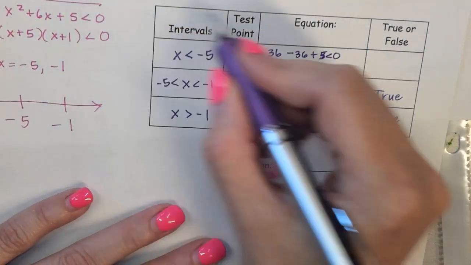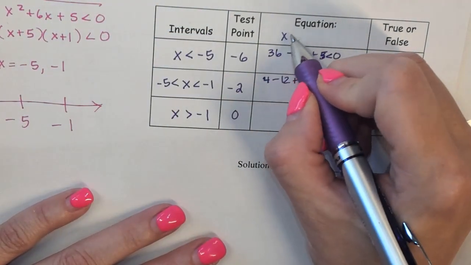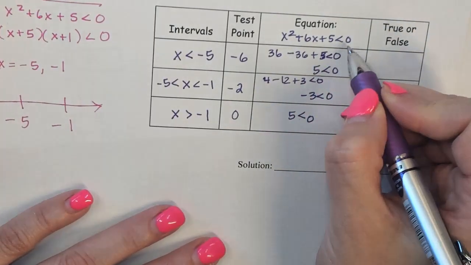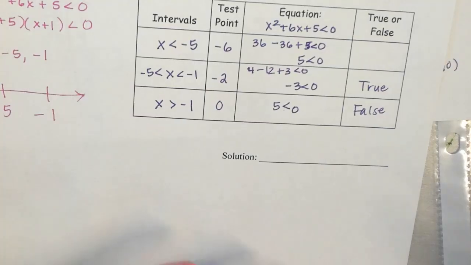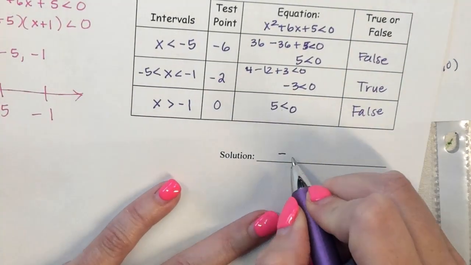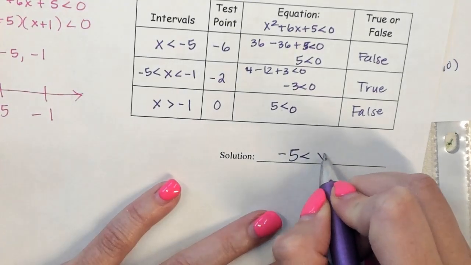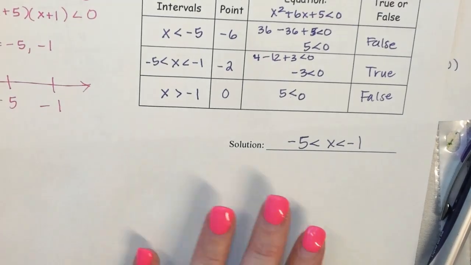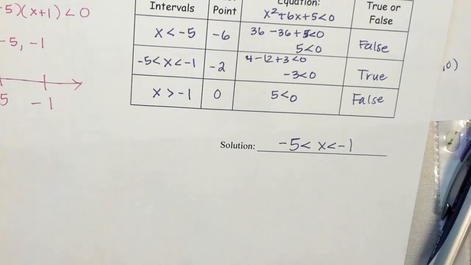And then the equation you choose. I chose to use the one where I moved it over and compared it to 0, but you could use the original. It doesn't matter. You just need to tell me what is what. So your solution is negative 5 is less than x, which is less than negative 1. Okay, so this is going to be on your quiz as well. That will be on the calculator.